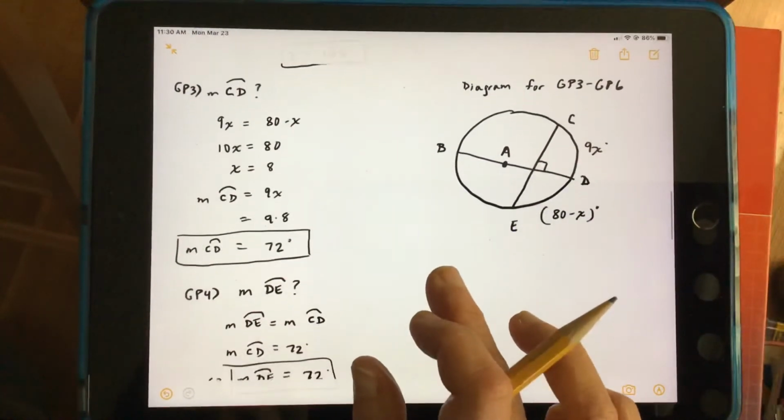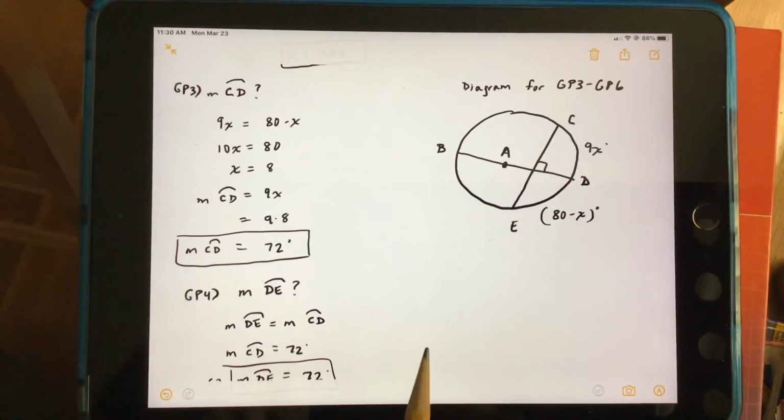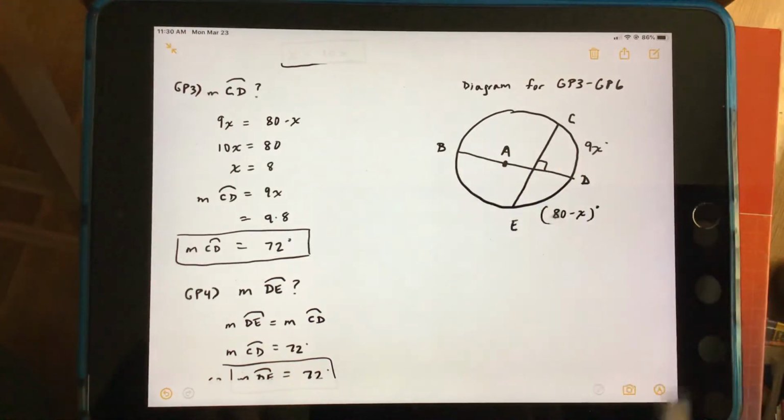We're going to use the diagram we see to the right for guided practice 3 through 6. So anything that's marked in over here was given to us.